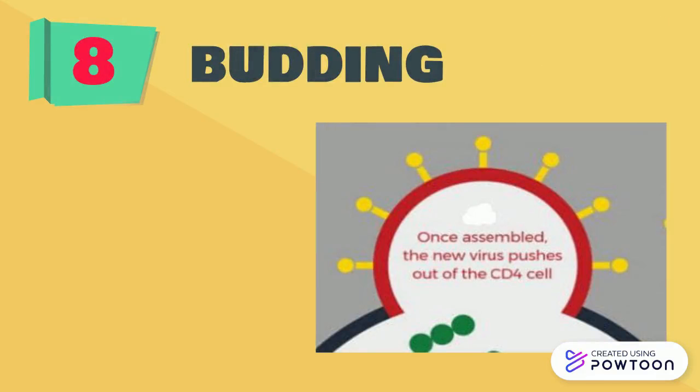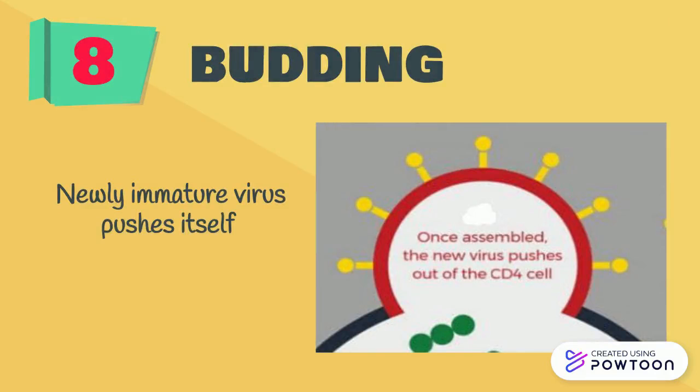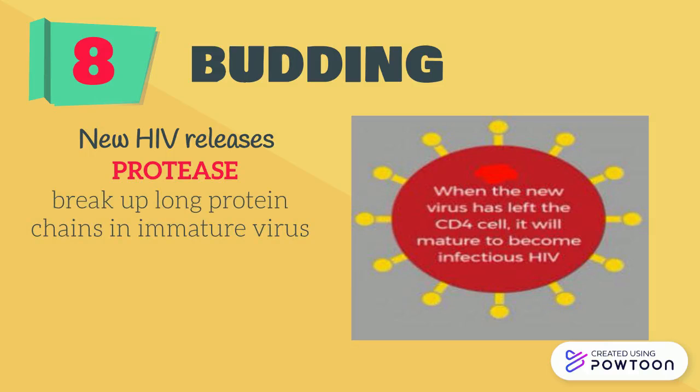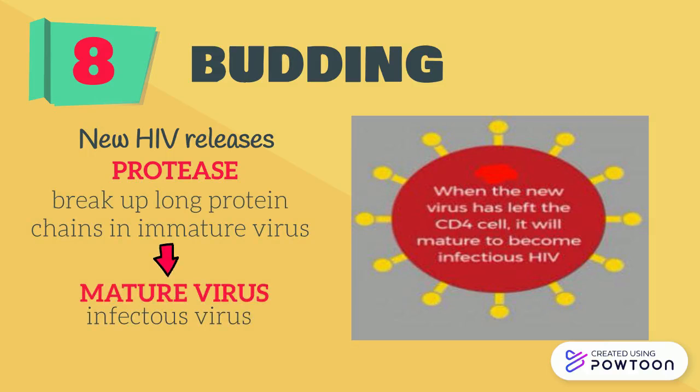8. Budding. Once assembled, the newly immature virus pushes itself out of the host cell. The new HIV releases protease, which will break up the long protein chains in the immature virus, creating the mature virus. The mature viruses are the infectious viruses.